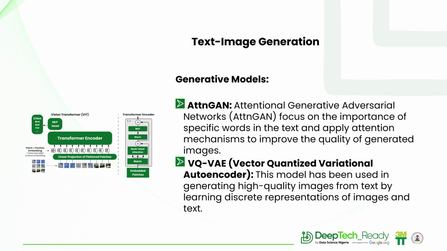Then we also have VQ-VAEs, that is vector quantized variational autoencoders. This model has been used in generating high quality images from text by learning discrete representations of images and text. We've studied the second part, which is the generative model. The first one was text embedding, the second was the generative model, the third is discriminators and adversarial learning. In GANs there are two components, the generator and the discriminator, which we've learned. The generator creates images based on the text description. The discriminator evaluates whether the generated image matches the text description.